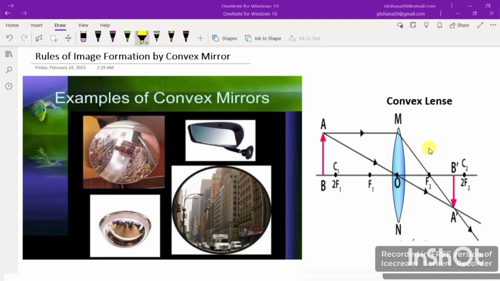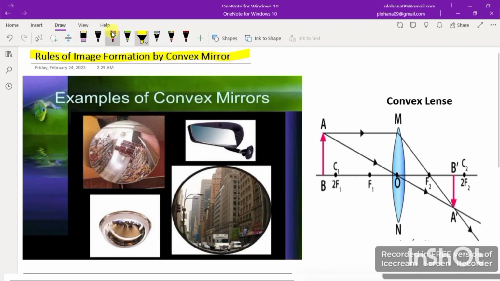As in the last video, we were done with the rules of image formation by concave mirror. So today we are going with the rules of image formation by convex mirror. Wait, let me mark here. Rules of image formation by convex mirror.